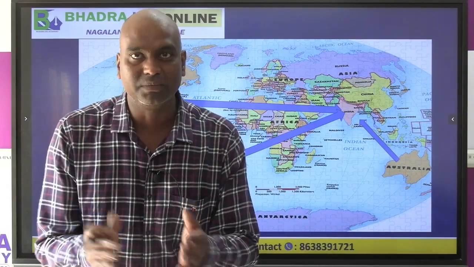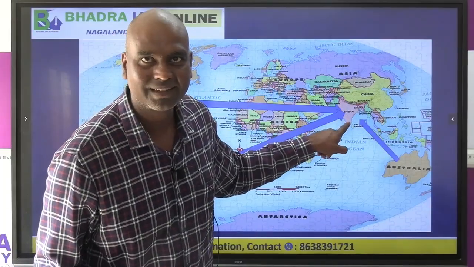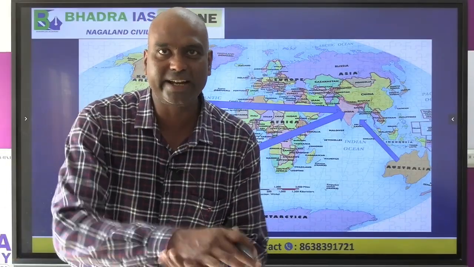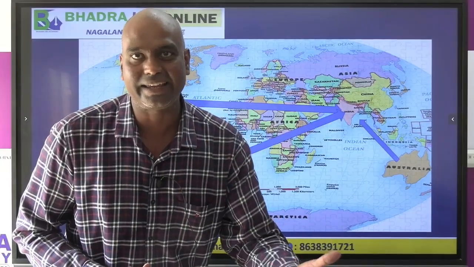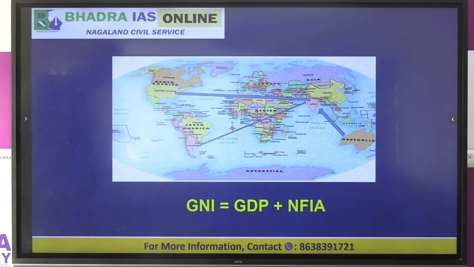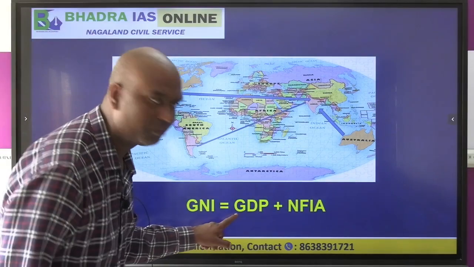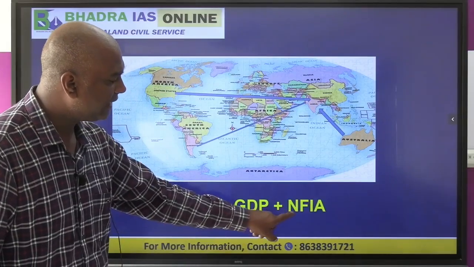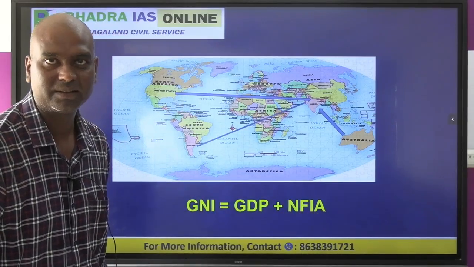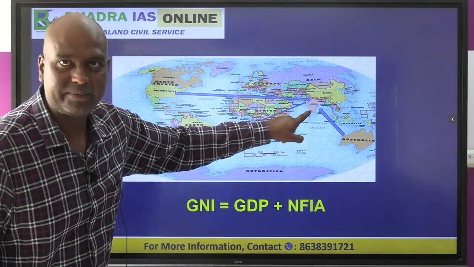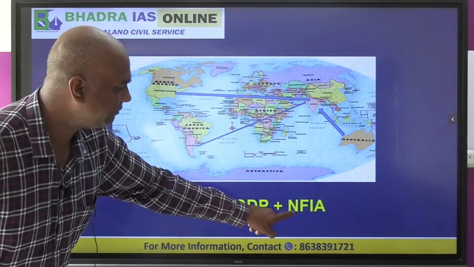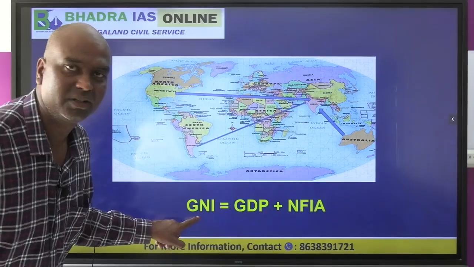So when this income comes back to India, that remittance is added to GDP, and when you add this to GDP, it becomes GNI. Clear? So very simple concept. The formula for GNI is GDP plus net factor income from abroad. Whatever we produce here is GDP, and whatever comes from outside, the NFIA, you add to GDP, it becomes GNI.